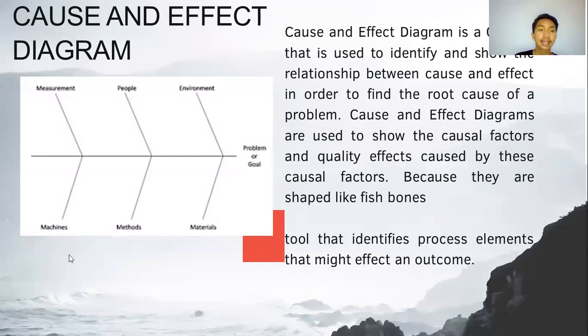Okay, next is the cause and effect diagram. Cause and effect diagram is a quality control tool that is used to identify and show the relationship between the cause and effect in order to find the root cause of a problem. Cause and effect diagrams are used to show the causal factors and quality effects caused by these causal factors because they are shaped like fish bones. Or on the other hand, this is a tool that identifies process elements that might affect an outcome.